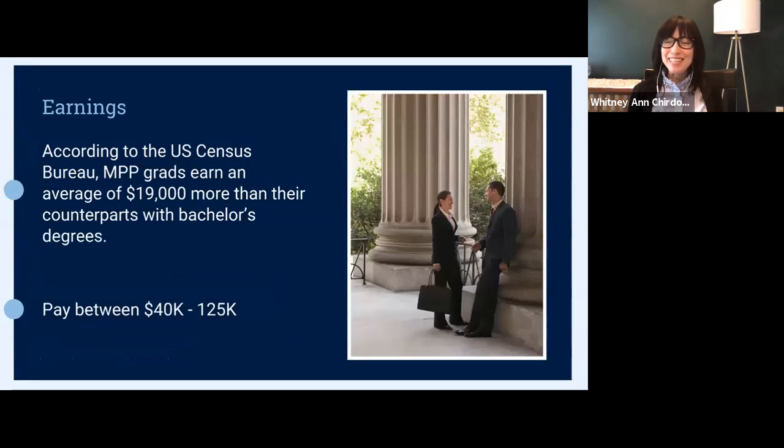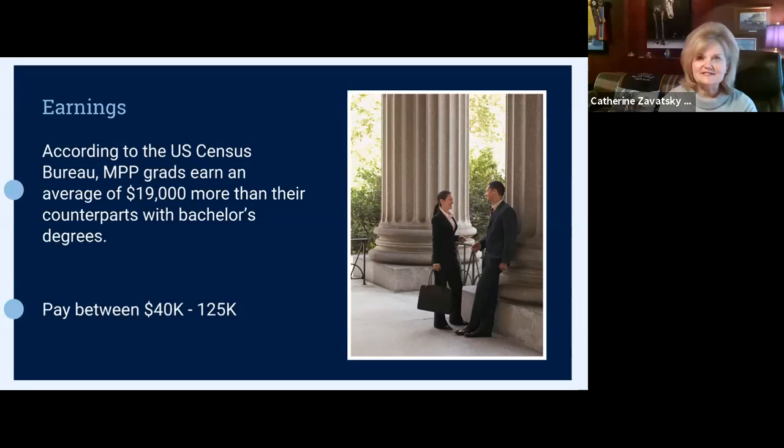Catherine, is an MPP degree worth it? People are putting out the dollars to invest in this degree. Will this boost their earning power? What does the earning power look like? Well, according to the Census Bureau, the MPP grads are in high enough demand now that you can earn about $19,000 more than counterparts with just a bachelor's degree in public policy or some related field. The ranges that are published now are anywhere between $40,000 and $125,000.